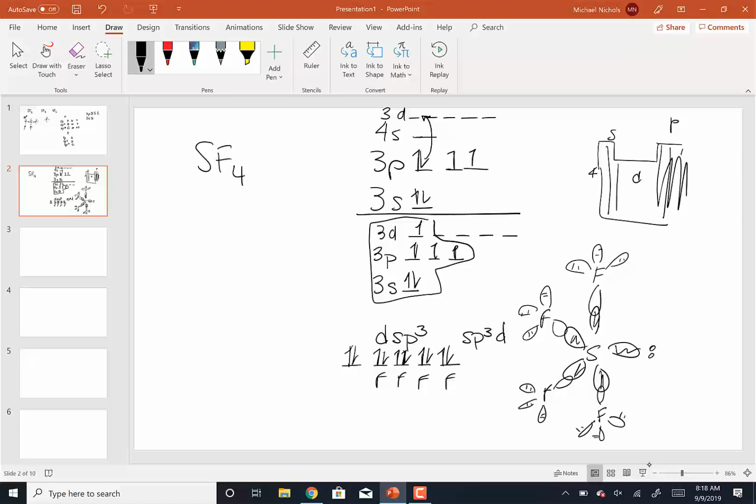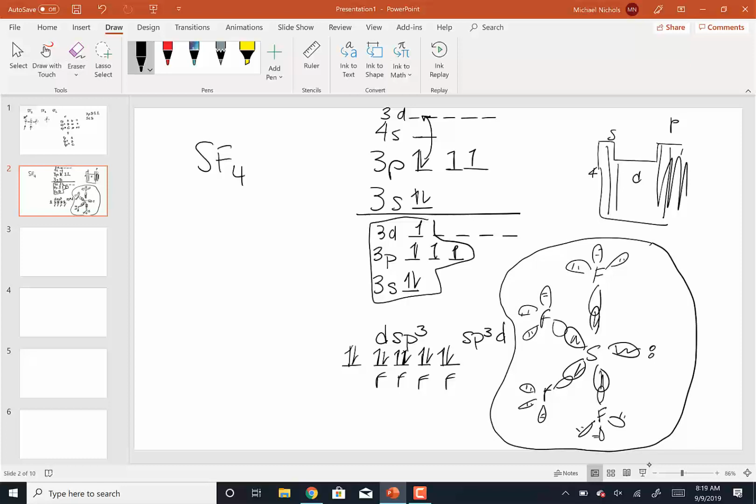And people will ask me, like, does it matter if the dots go inside or outside the orbital? No. They can go either place, depending on how you drew it. Like, I didn't give myself enough space to put the dots on the inside. So this is what an SF4 would look like. The sulfur would be dsp3 hybridized, and the fluorines would still be sp3 hybridized. And so this would be my orbital picture.